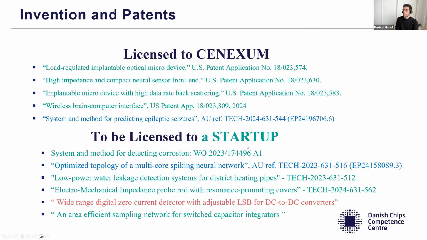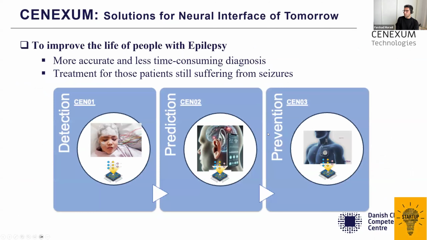So it's not only about crazy research, but we have also filed quite a lot of patents, actually around 12, 13, but 5 of them have already been licensed to Cenexum, and there are 5 to 6 more that are going to be licensed to a startup focusing on sensor interfaces for industrial applications. Some of the examples I just mentioned, for example, water leakage detection in buried pipes. And Cenexum is focusing on a fully implantable device in future vision.